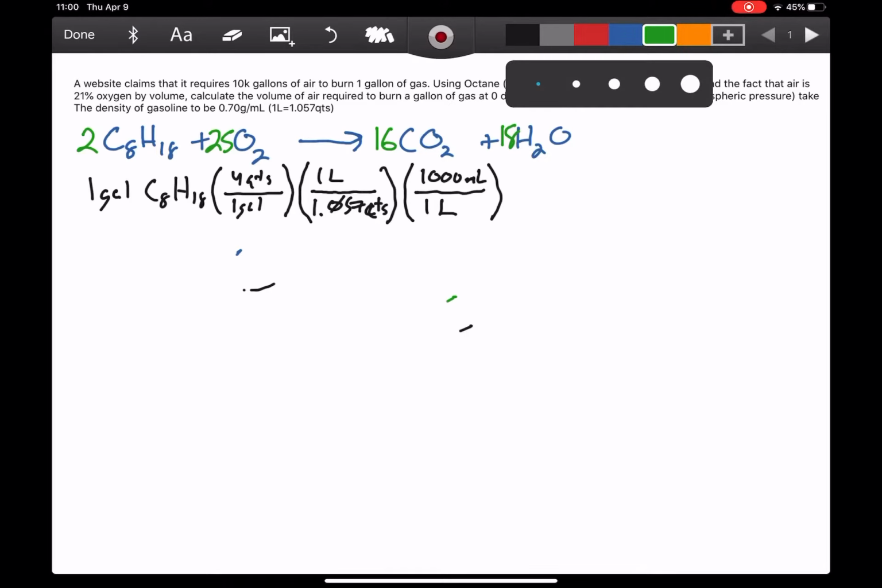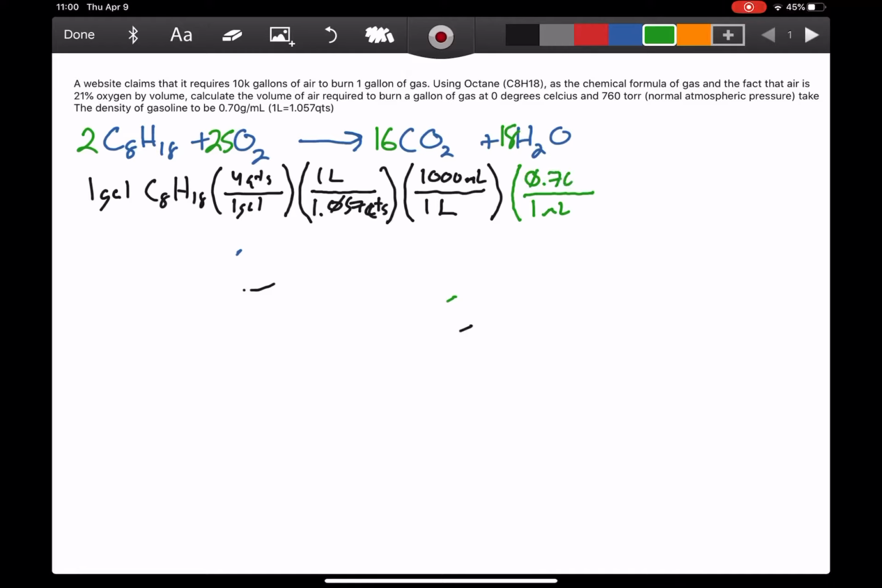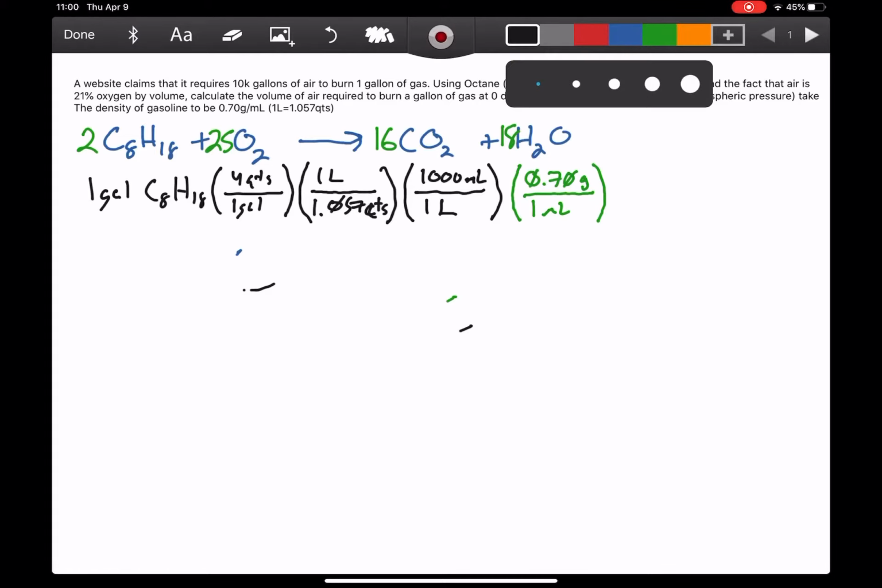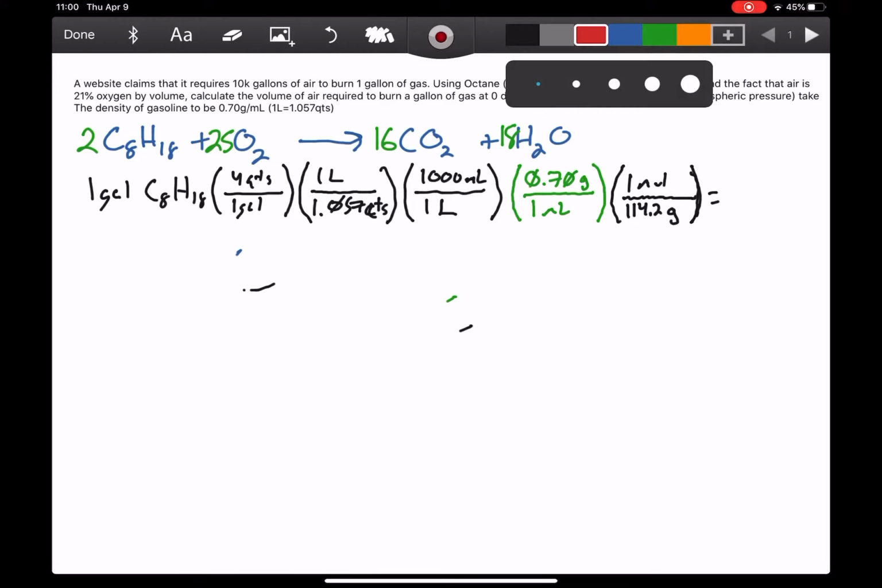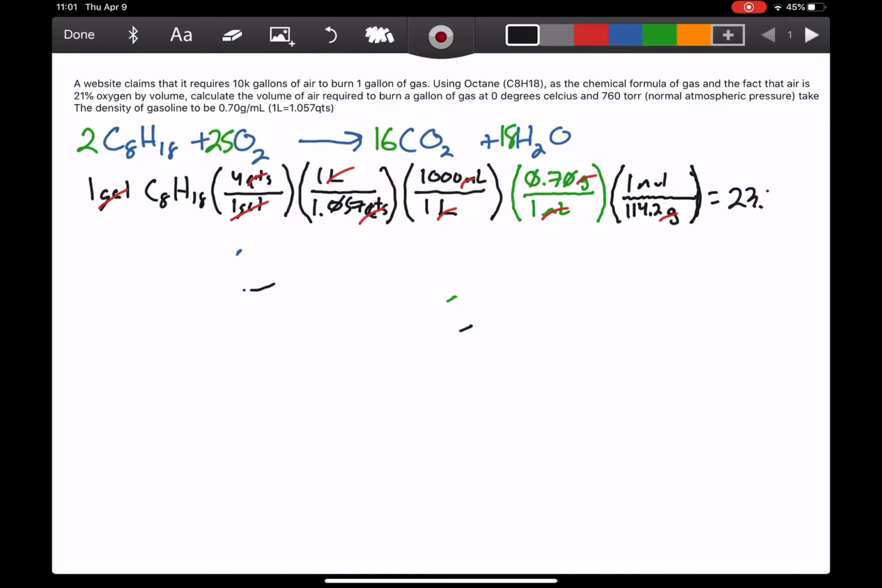So once we get there, now we can multiply by the density, which is 0.70 grams. And what that has done is gotten us from gallons of gas to grams of gas. And once we've gotten to grams of gas, we just divide by the molar mass of gas in order to find the moles of gas. So 1 mole, and if we add up the weight of C8H18, we find that it weighs 114.2 grams. If you multiply this through, you're going to see that gallons cancels, quarts cancels, liters cancels, milliliters cancel, leaving us with grams. Grams cancel, leaving us with moles. And that is going to give us 23.2 moles of C8H18.